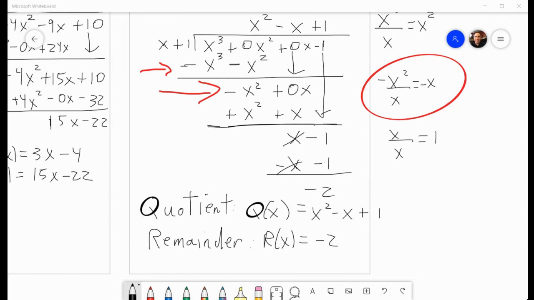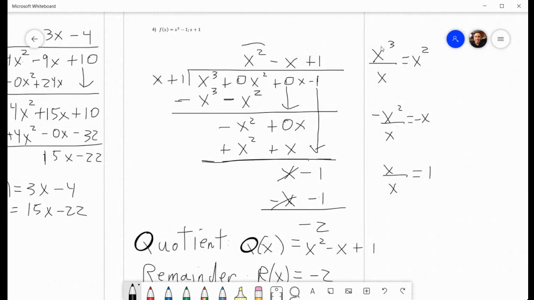Okay, that's from the first one. Let me see if I can get rid of these red marks. There we go. So first we did the x cubed over x. That's x squared, and that's how we got this. Then what we did next was I multiplied x squared with this, and we're going to subtract the product. So that's x cubed plus x squared. And that's what we subtract. Once you distribute that negative, then it becomes a minus x squared.